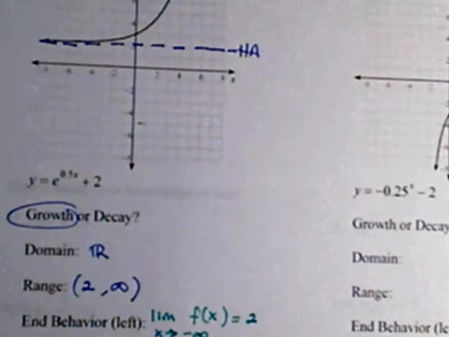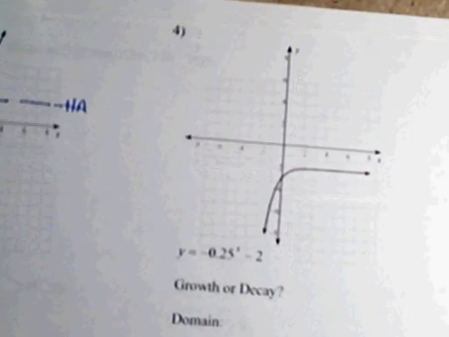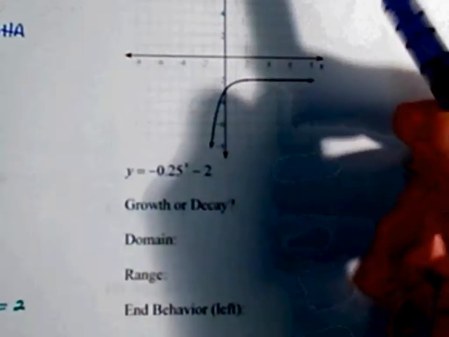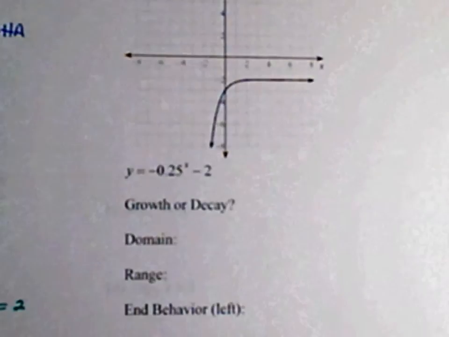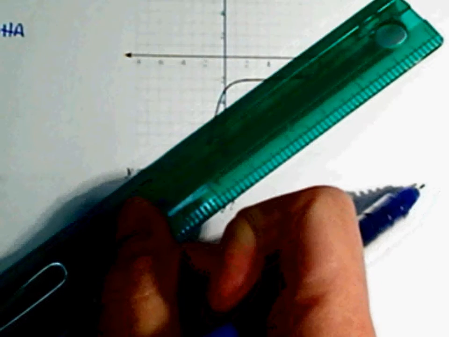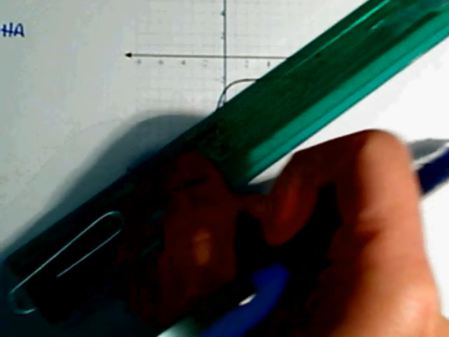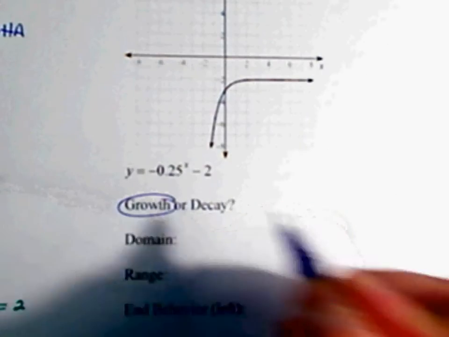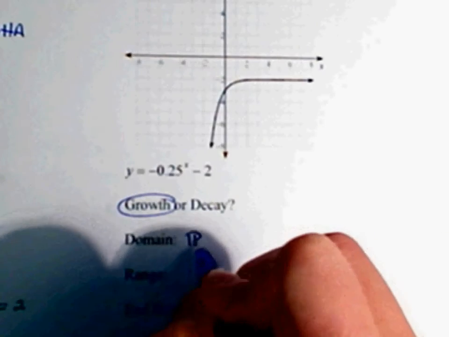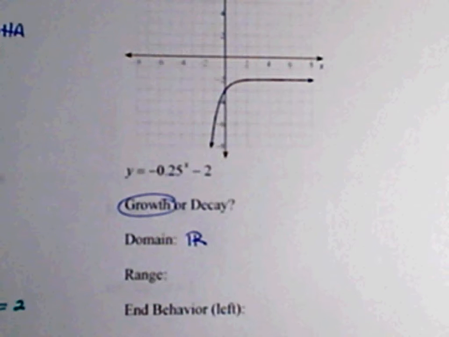All right, number 4. Here we go. This is considered a growth because if I were to draw a line, you see how it's going up? This is a growth, okay? See how it's going up? Your domain goes from negative infinity to positive infinity. I hope you're starting to see a pattern with exponential.